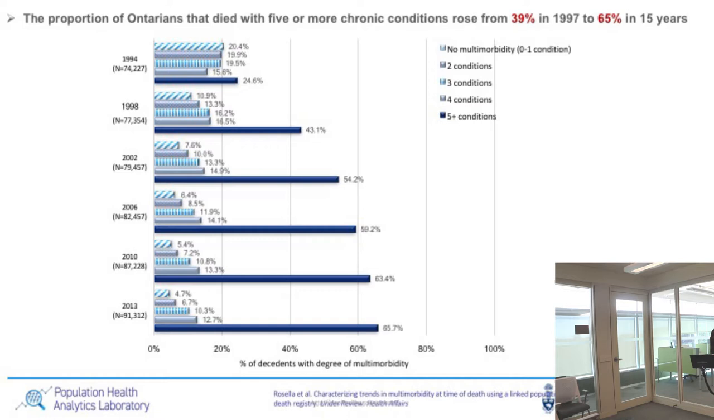It's common now and a reality for every death that we're experiencing. So we're thinking about, from the healthcare system perspective, what do we do with this reality, knowing that basically everyone towards the end of their life is dealing with many chronic conditions, and most of them dealing with five or more chronic conditions.